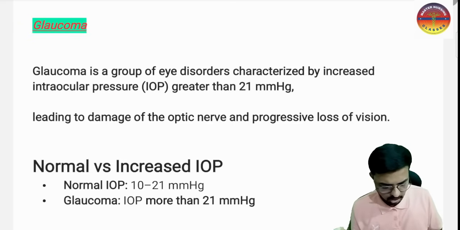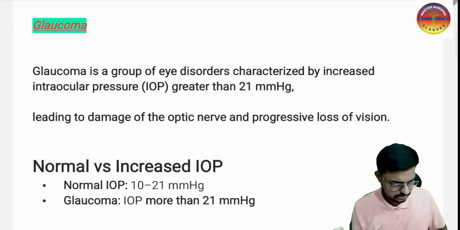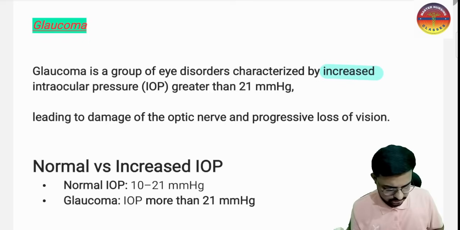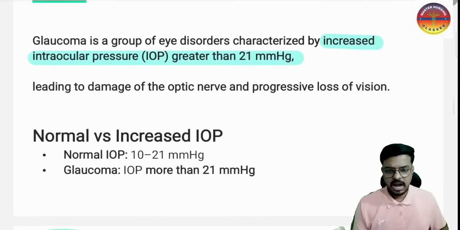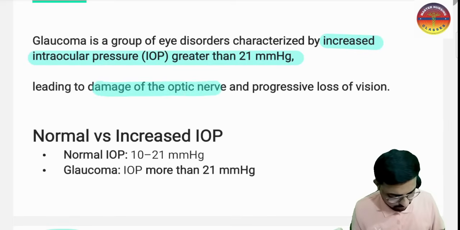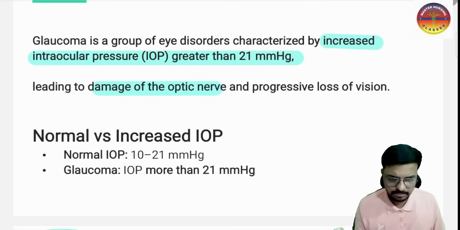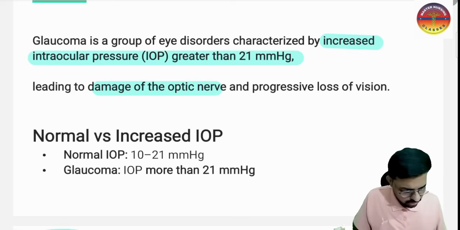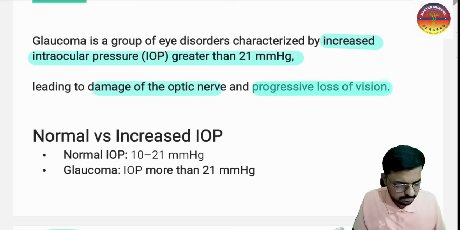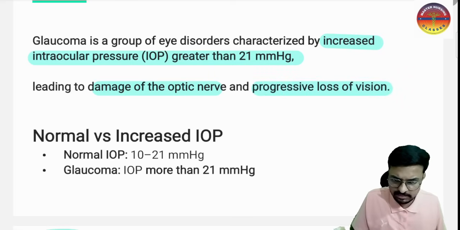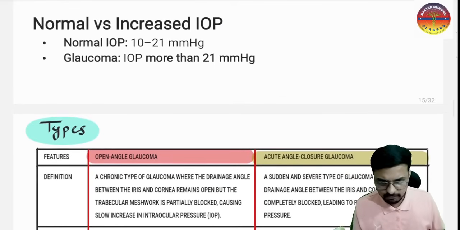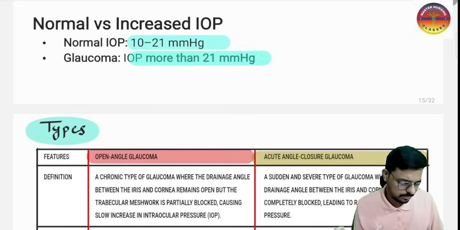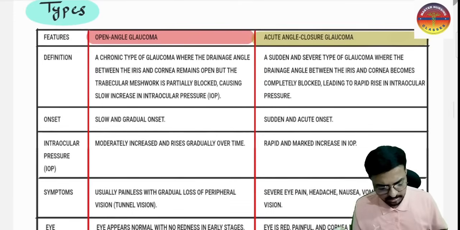I told you, glaucoma is a group of eye disorders characterized by increased intraocular pressure greater than 21 mm Hg. This leads to damage of the optic nerve due to the increased pressure, causing progressive vision loss because the optic nerve, or second cranial nerve, is getting compressed. Next, the normal IOP range. You have to remember it is 10 to 21 mm Hg, and in glaucoma it is more than 21 mm Hg.